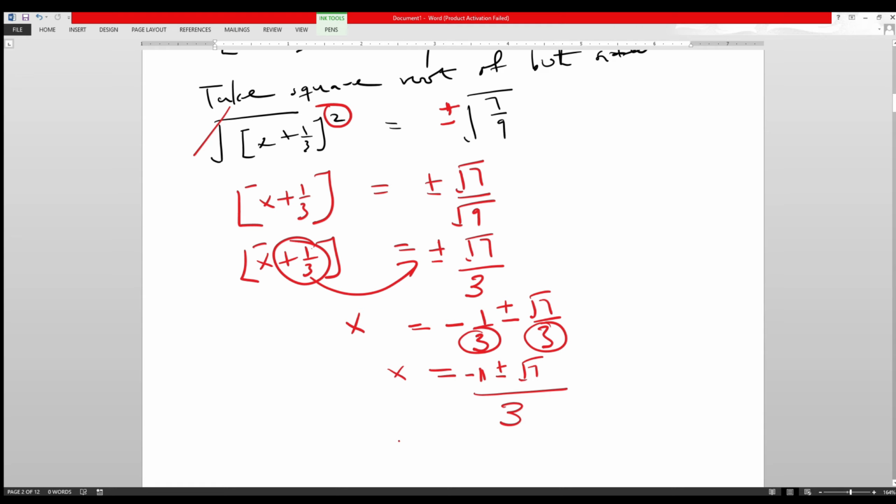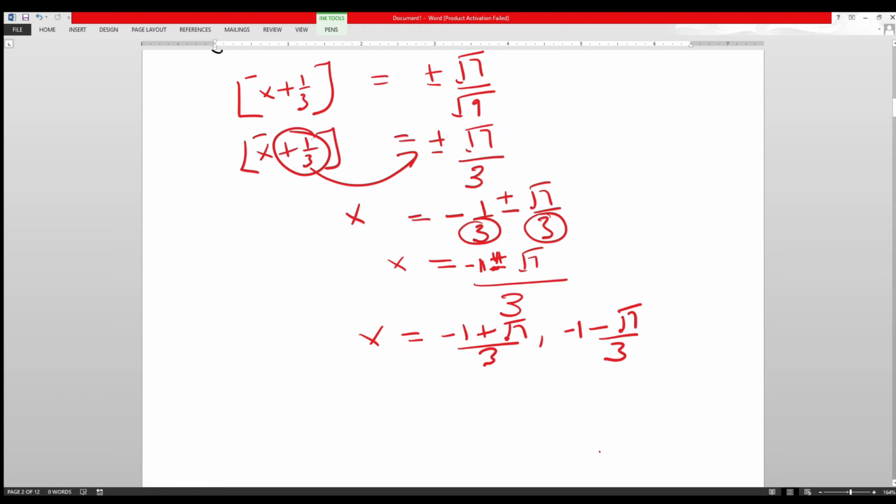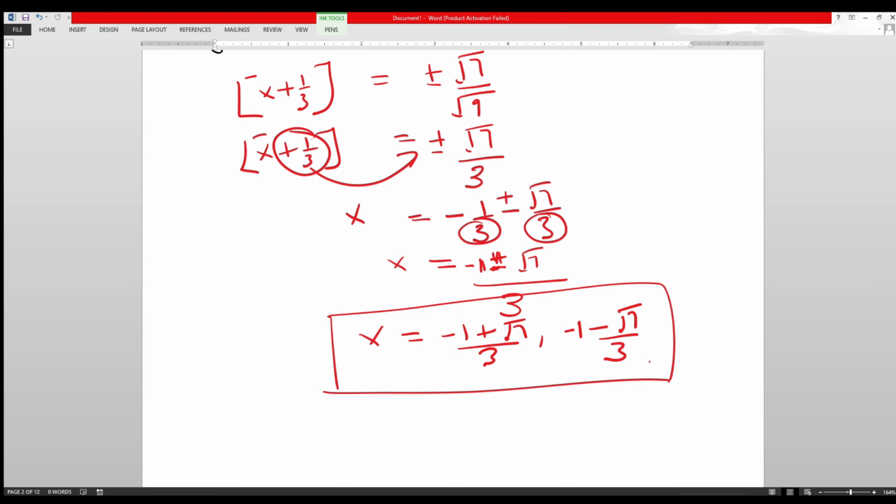So the values of x are, I can take the positive side, which is minus 1 plus root 7 all over 3, or the negative side, right here. So I have minus 1 minus root 7 over 3. These are the two values of x that satisfy the equation. So x is equal to these two. Alright, so that's how you solve the problem. With a three-step process, you should be able to solve any problem using the completing the square method. Okay, see you in the next video.